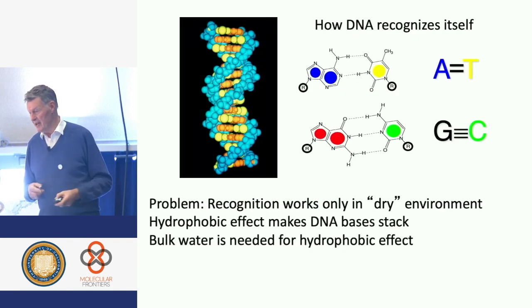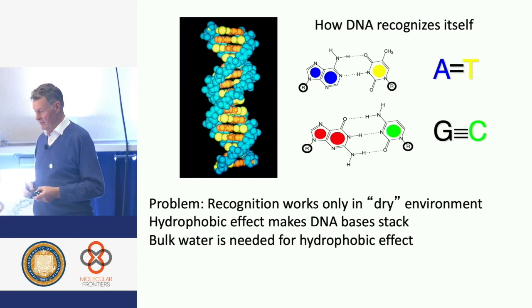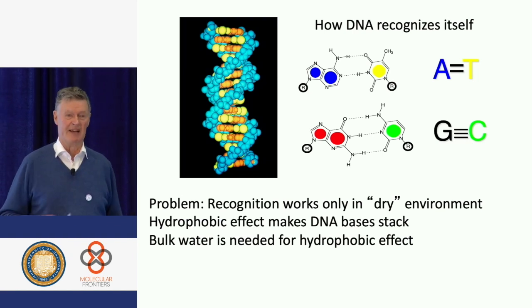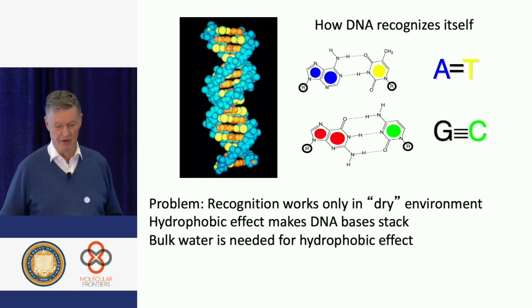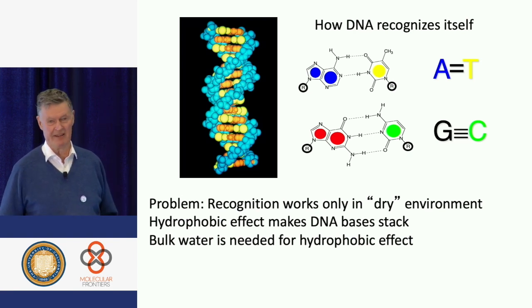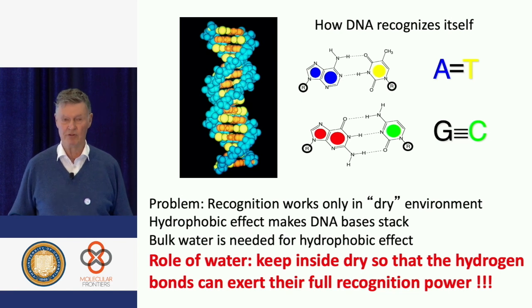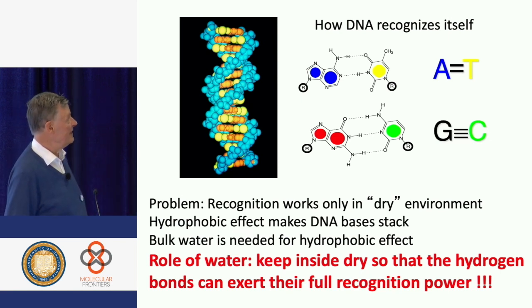But there is another thing. How does the DNA recognize itself? Well, we see the base pairs, AT, 2 base pairs, GC, 3 base pairs. But these base pairs are rather weak if water is in presence. Water will compete and want to form hydrogen donating or accepting roles. So the recognition would best work in a dry environment where we have no water. Hydrophobic effect makes DNA bases stack. So the bulk water is needed for the hydrophobic effect here, you see? And this is a little counterintuitive. The role of water is to keep the inside of the DNA dry.